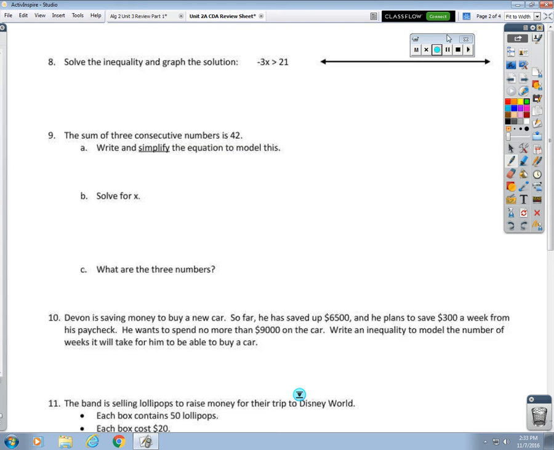Number 8, they want you to solve this inequality and graph the solution. Okay, so how do I solve that? Divide by negative 3 on both sides. So it'll be x is, well, that becomes a negative 7. What sign? Less than. Look, we divided by a negative number, so you must flip the sign.